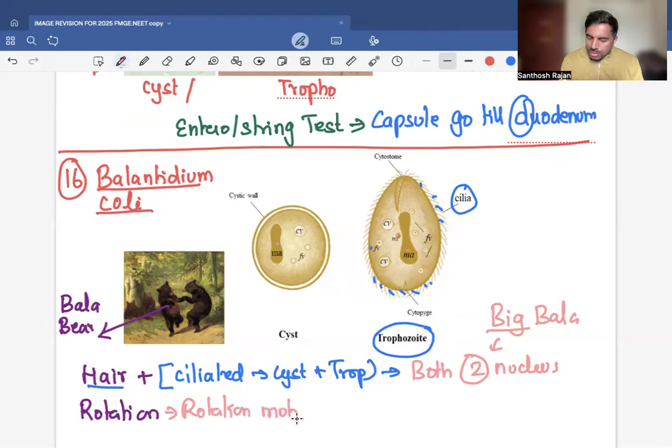Otherwise, this is very much similar to Entamoeba histolytica. Same clinical picture. Here also you have amoebic dysentery. The only difference is in the stool wet mount. In Entamoeba histolytica, you will see the trophozoite with RBCs inside. But here you will see cilia around the trophozoite and two nuclei. That's all. This much only. Very important. Now, next.